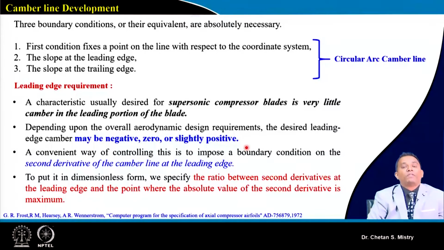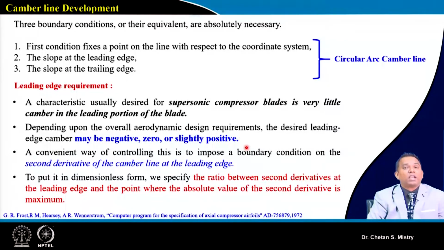If you recall, when we were discussing subsonic airfoils, we discussed the first condition, which is that all points need to fit on the line for a particular coordinate system. Then we discussed the slope at the leading edge, and the third boundary condition was the slope at the trailing edge. These three boundary conditions are sufficient when we are discussing a circular arc camber line.